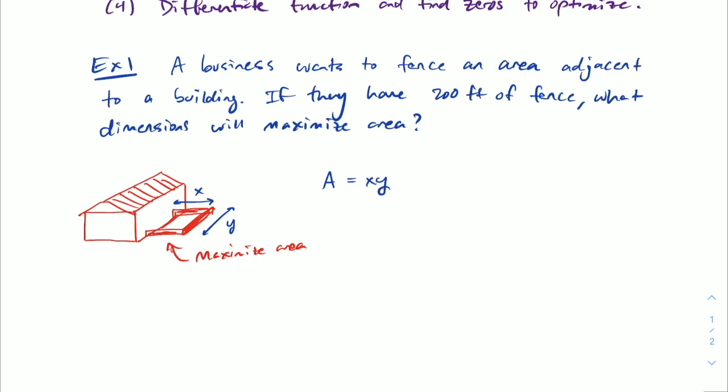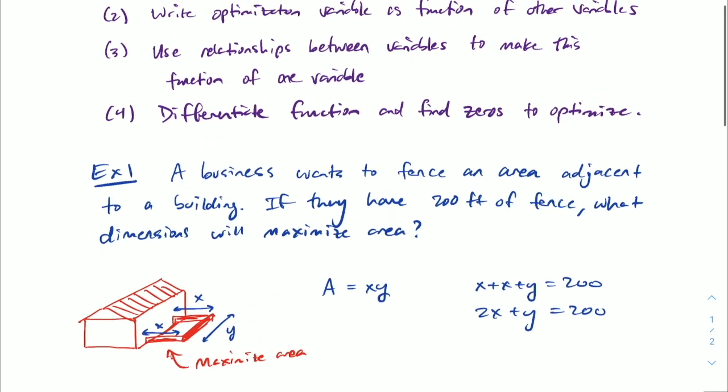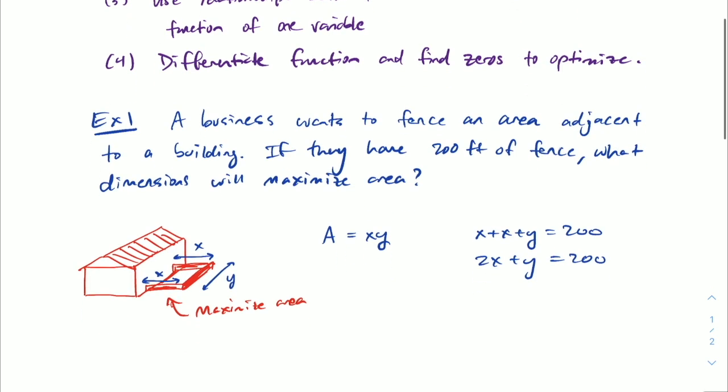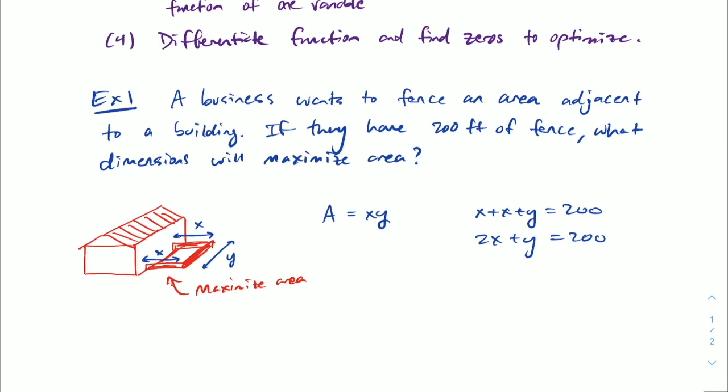And then we have 200 feet of fence. So we'll have x plus x plus y equals 200. That's a constraint. So 2x plus y equals 200. Okay, so we have our area as a function of x and y. We've defined our variables, and we've written the optimization variable, area, in terms of the other variables, x and y. Now we want to use the relationship between the variables to make this a function of one variable. A is a function of x and y. We want A to be a function of just x or just y. So we'll use this constraint here to write this area as a function of just x.